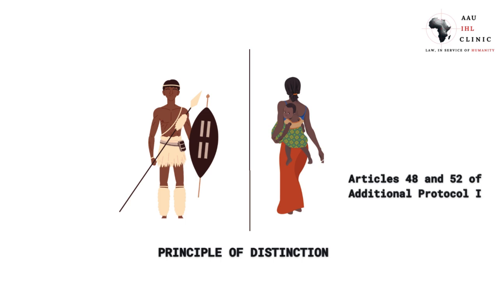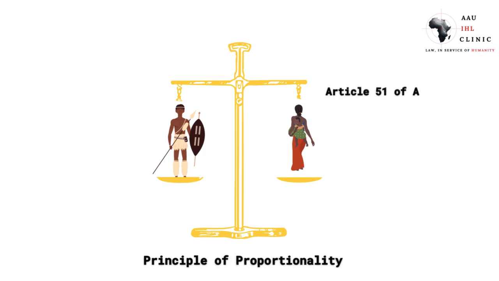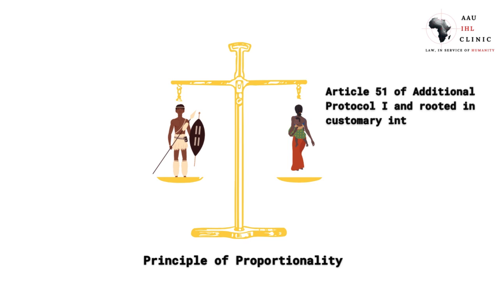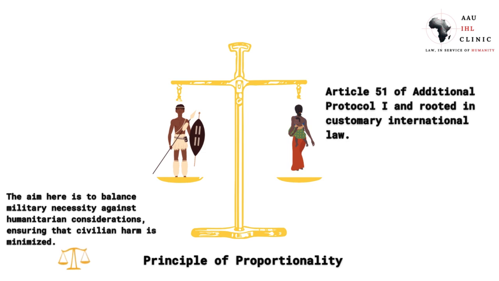Next is the principle of proportionality. Codified in Article 51 of Additional Protocol 1 and rooted in customary international law, this principle asserts that attacks must not cause excessive incidental civilian harm in relation to the anticipated concrete and direct military advantage. The aim here is to balance military necessity against humanitarian considerations, ensuring that civilian harm is minimized.